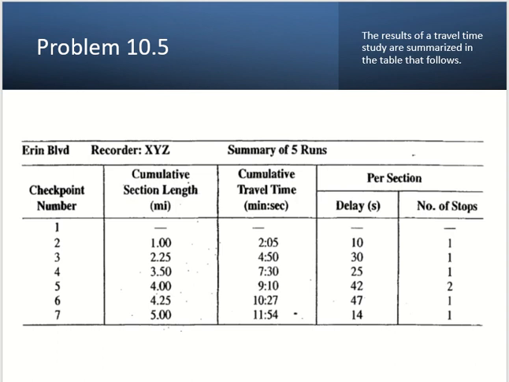Same thing with the travel time, and like yesterday, these values are in minutes and seconds because they are from the stopwatch. Then we have 2 other columns which are for each section. Delay is for each section and the number of stops are for each section. Each section means what? Between 2 points. So this 10 seconds is between which 2 points? 1 and 2. The 30 seconds is between 2 and 3. Got it? So between each 2 points we have a section. Clear?